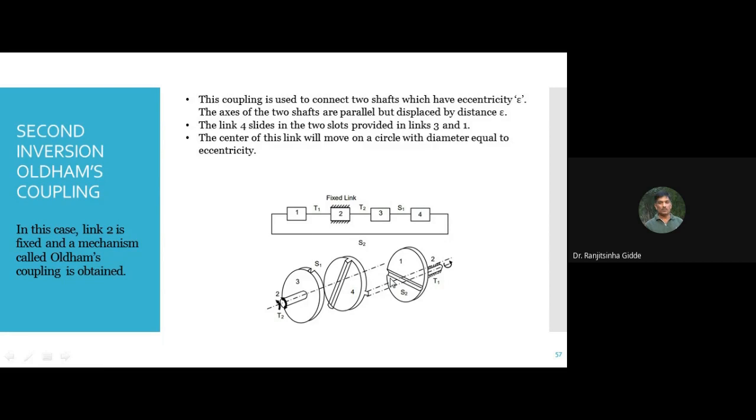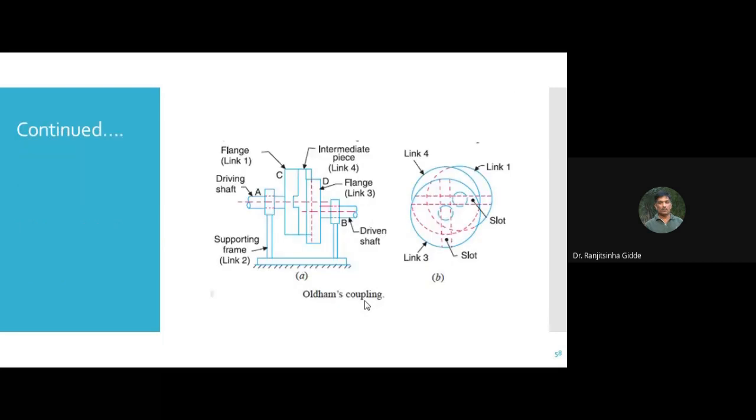So here we can obtain such a mechanism, such an inversion, by fixing link 2. This is link 2. This one is link 1. This is link 3, and this one is link 4. Here the coupling is used to connect two parallel shafts having a certain amount of eccentricity.